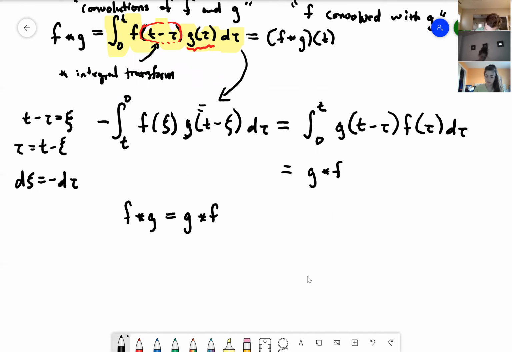So like multiplication, convolution is commutative. That's pretty cool.